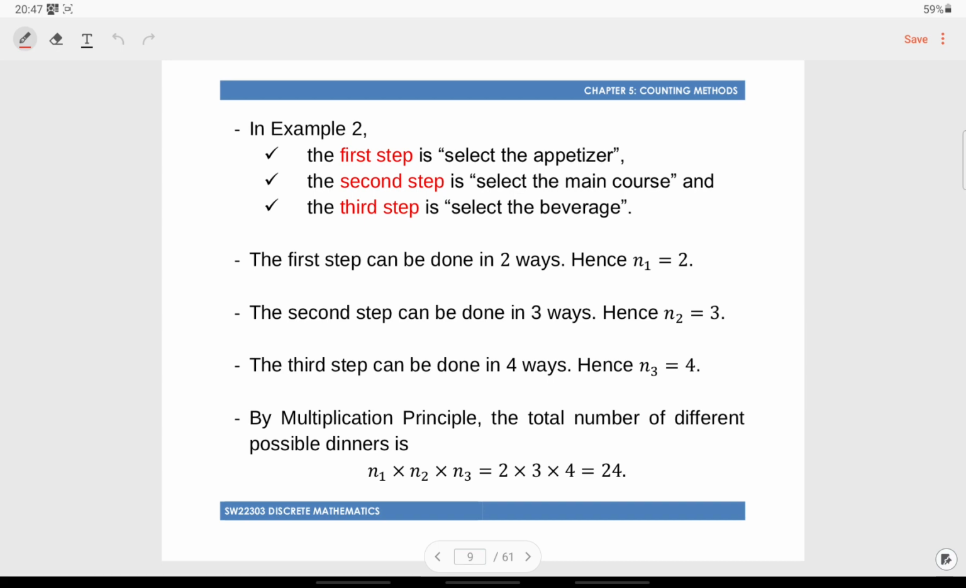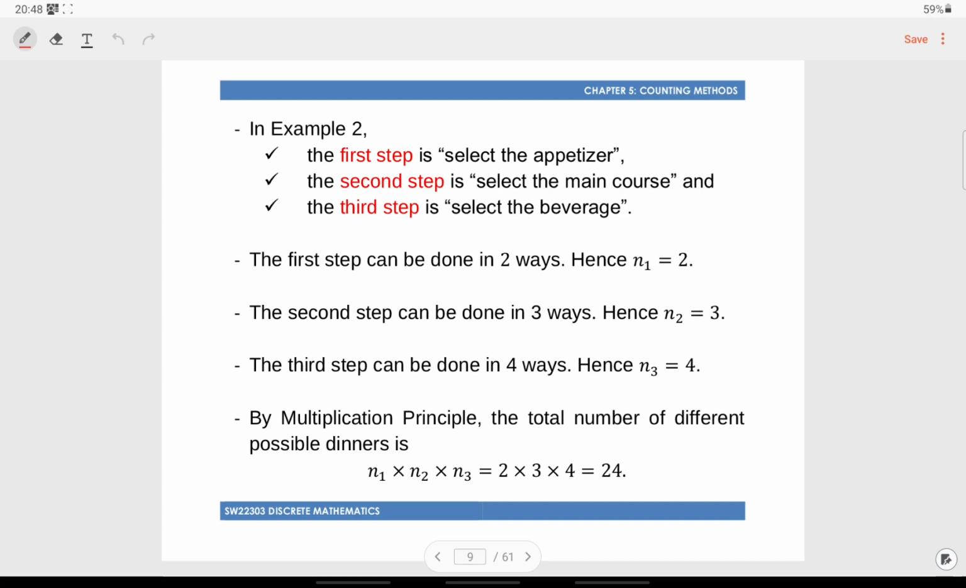The first step can be done in how many ways? There are two different appetizers, so the first step can be done in two different ways. For the second step, there are how many different main courses? There are three, so the second step can be done in three different ways. Finally, the third step, which is to select the beverage: since there are four different beverages on the menu, this step can be done in four different ways.